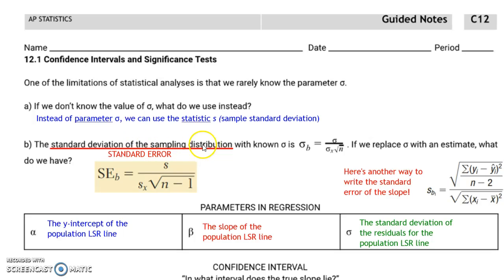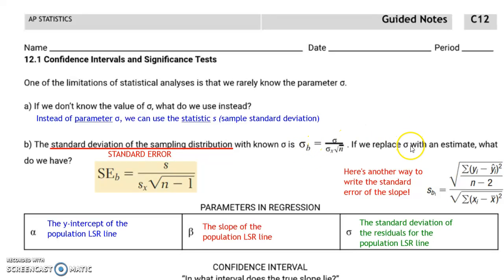The standard deviation of the sampling distribution, which you should know as the standard error, with a known sigma, with a known standard deviation, is this formula. And it's a little bit different than the previous formula. We talked about this a little bit in the previous video. You have the overall standard deviation up here, and you have the standard deviation of the x's down here. The long story short is that the larger the standard deviation of the x's is, the better idea you have of the data set in general, so the smaller the standard deviation of the slope is going to be.